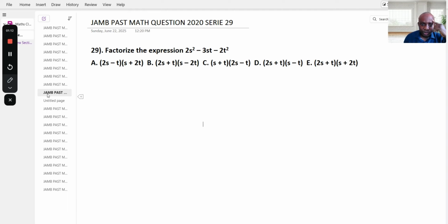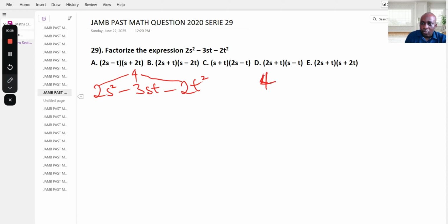Factorize the expression. How do we factorize this? Let me write the question out. 2s raised to the power 2 minus 3st minus 2t raised to the power 2. Now, if you want to factorize this one, like the normal way we usually do, we always say that when we multiply these two together, the two numbers will give us, let me say this number and this one, equals 4. 2 times 2, 4. Isn't it 4? Let me write it out. 4.